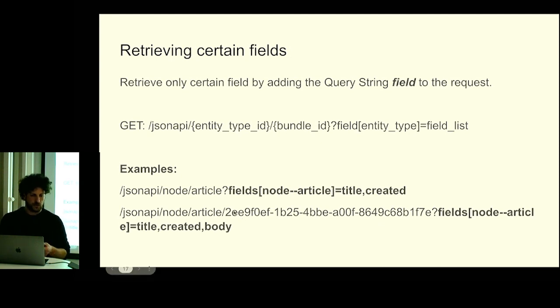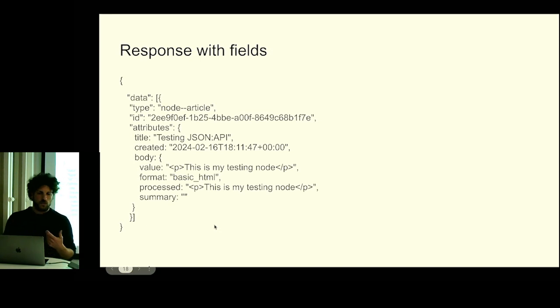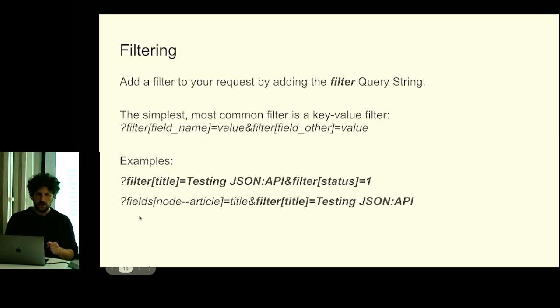Or, for example, in this case, we want to get a specific article, and again, we want to see the title, the date it was created, and the body. And this will be the response. So we have, again, the attribute, the title, the created, and then the body. We don't get the relationship, we don't get any other field in this case.